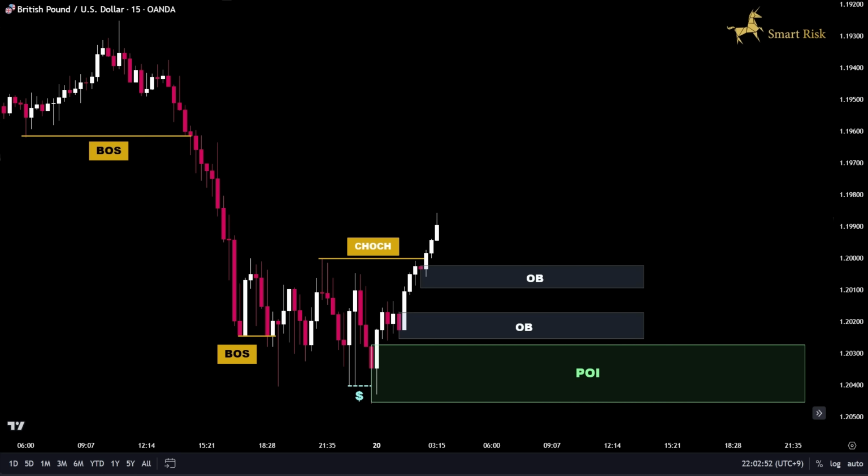Now let's see what will happen. As you can see, price has entered the upper order block and also showed a slight reaction to the upside.